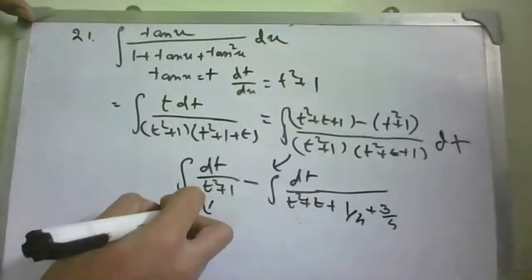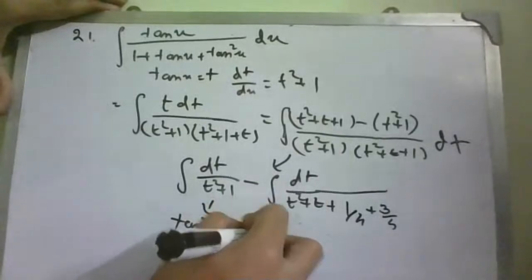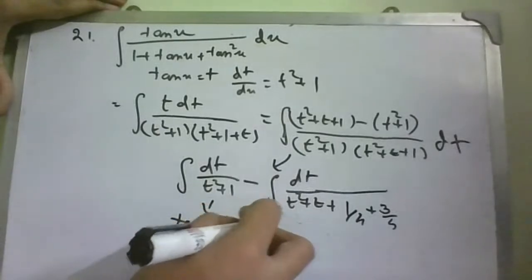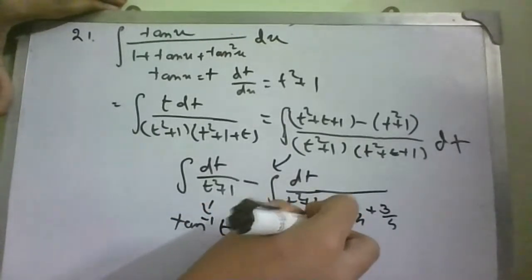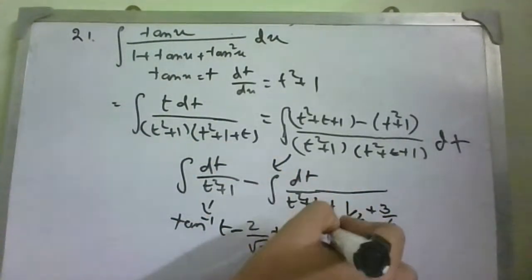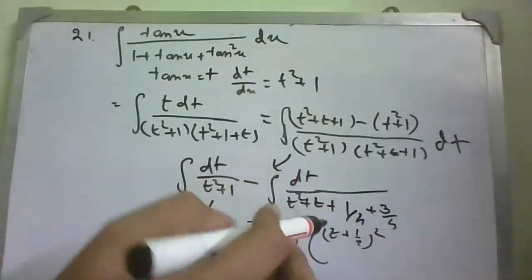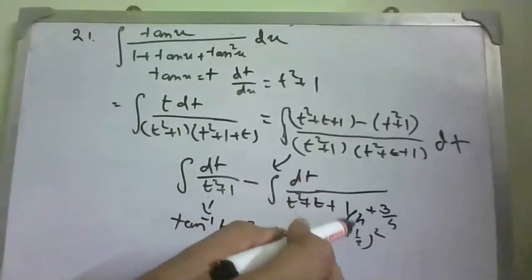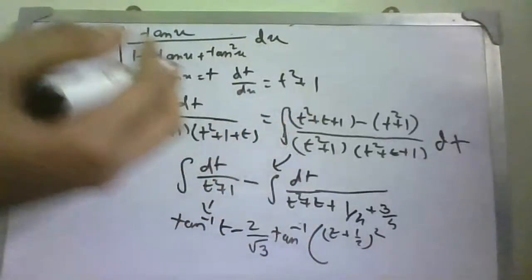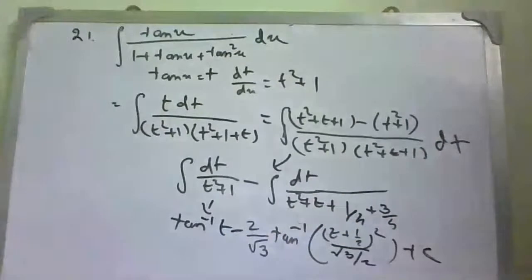This is nothing but tan inverse t minus 1 over root 3 tan inverse of this thing, that is t plus half square. You can notice that this thing actually is t plus half whole square. So I'm just trying to form this particular thing. Then we can apply it: root 3 by 2 plus c.